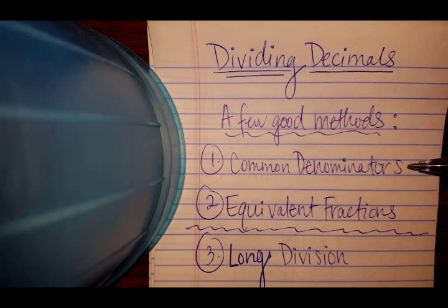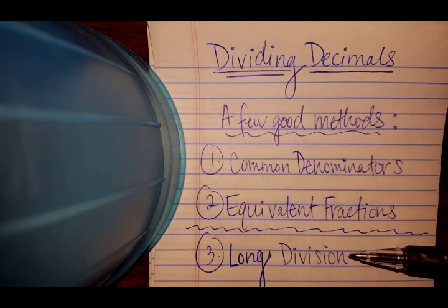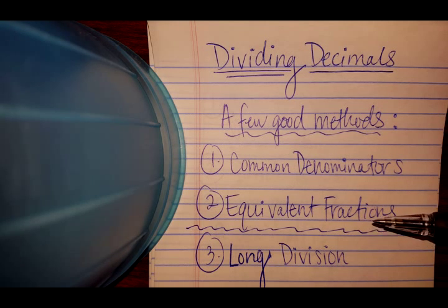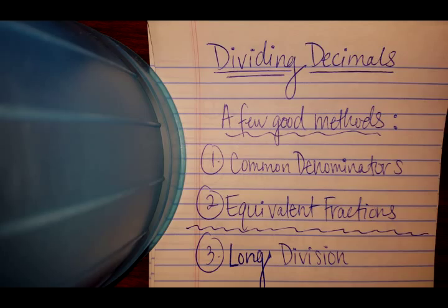We've got a method called common denominators. That is fractions, you guessed it. We've got equivalent fractions, that's fractions. And then I put this other method here underneath this squiggly line, long division, because we're going to need to use long division in a lot of these problems, but only kind of as a last resort when we can't see the answer really clearly using one of these other methods. I'll show you all three.